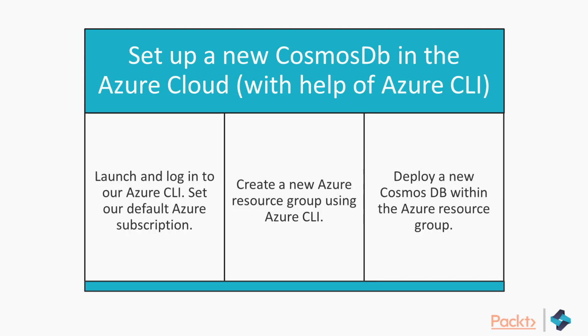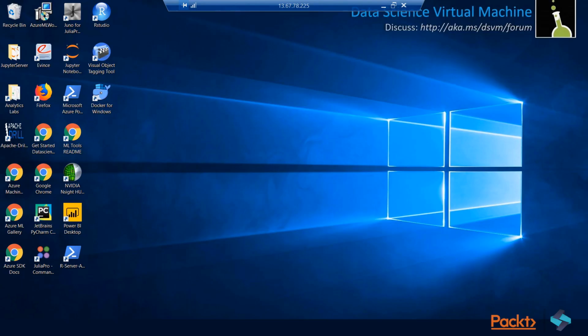The first step here is to set up a new Cosmos DB in the Azure cloud. We will do so with the help of Azure CLI. This will involve 3 simple steps. First, we will launch and log in to our Azure CLI and set our default Azure subscription. Next, we'll create a new Azure resource group using the Azure CLI. And finally, we will deploy a new Cosmos DB within the Azure resource group created in one of the previous steps. So without further ado, let's jump into the exciting world of cloud-native applications.